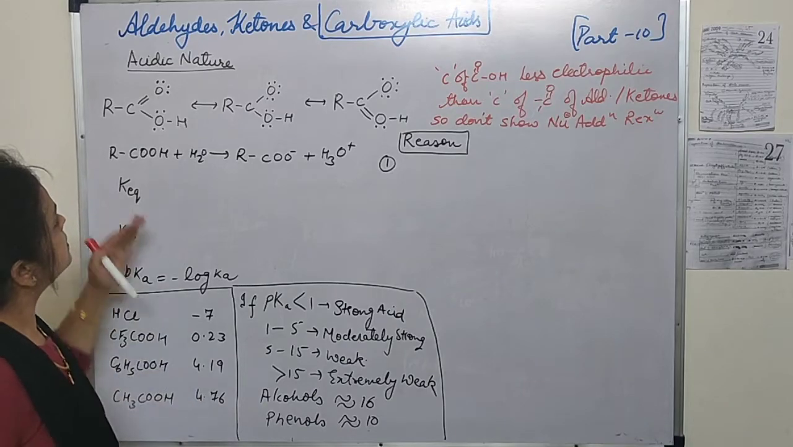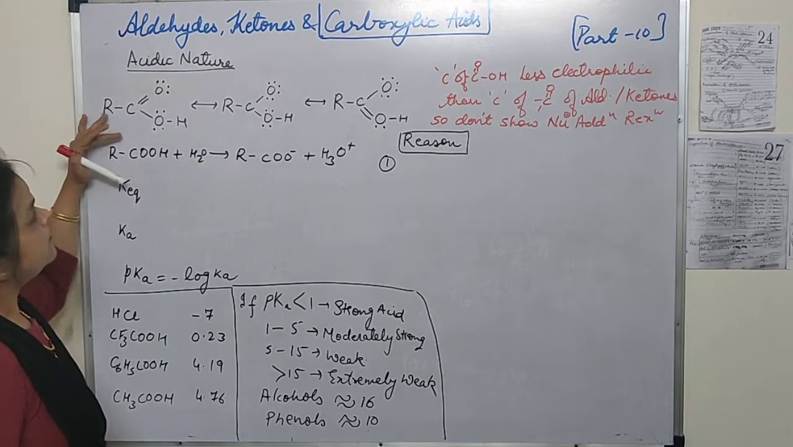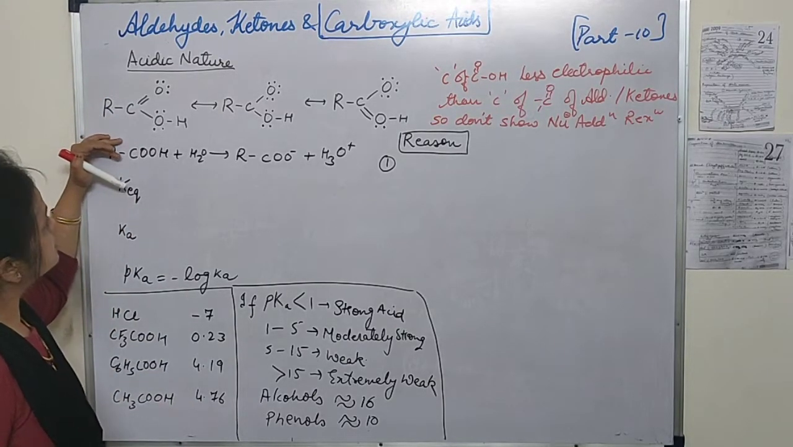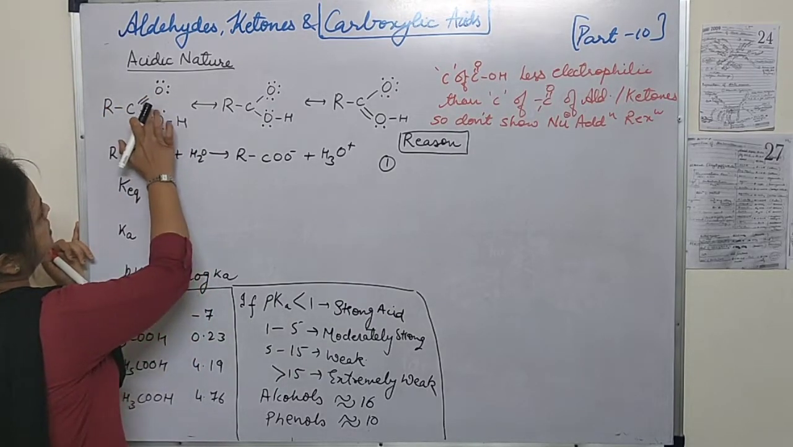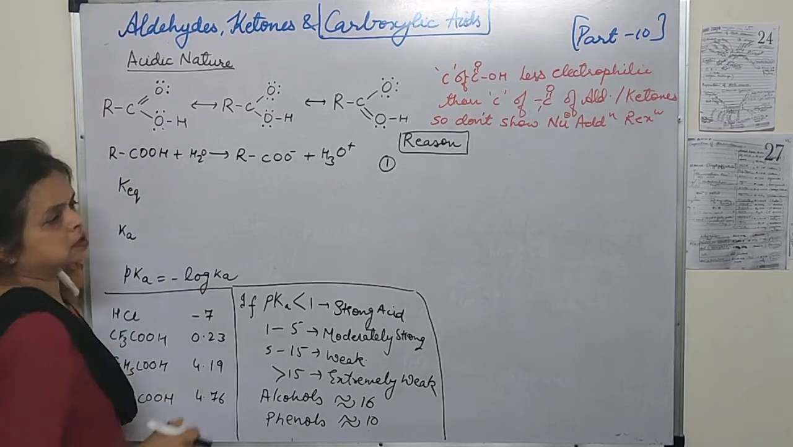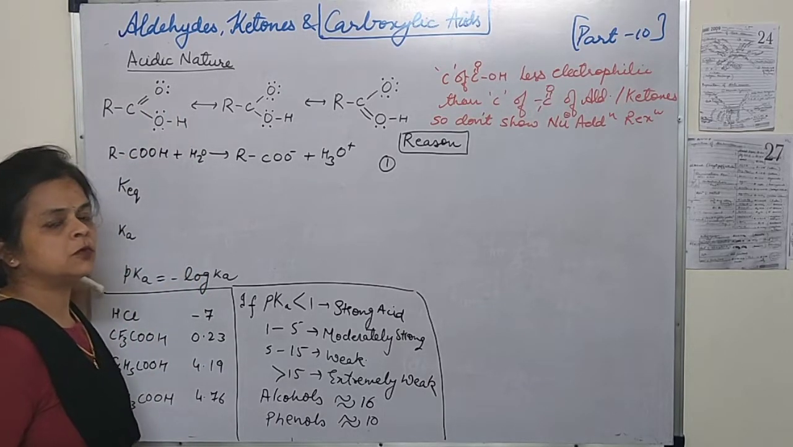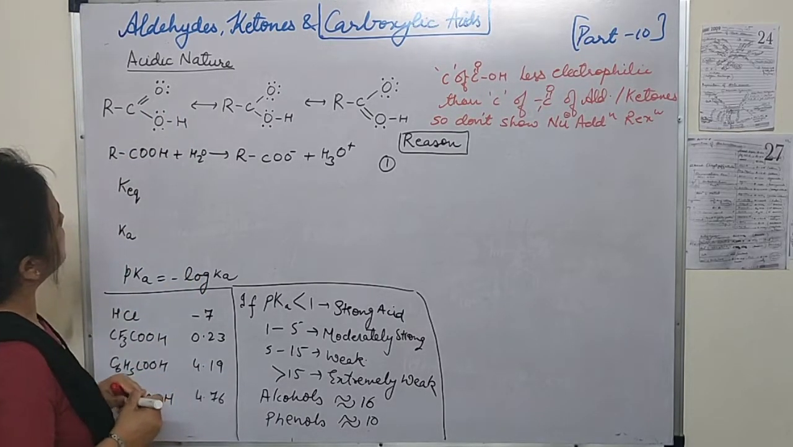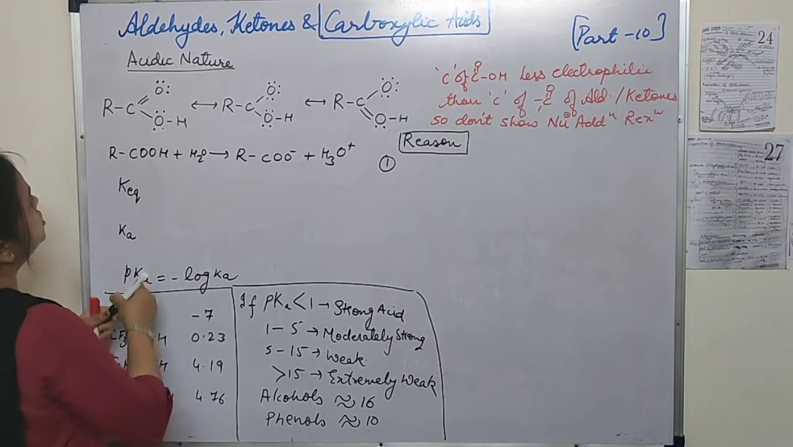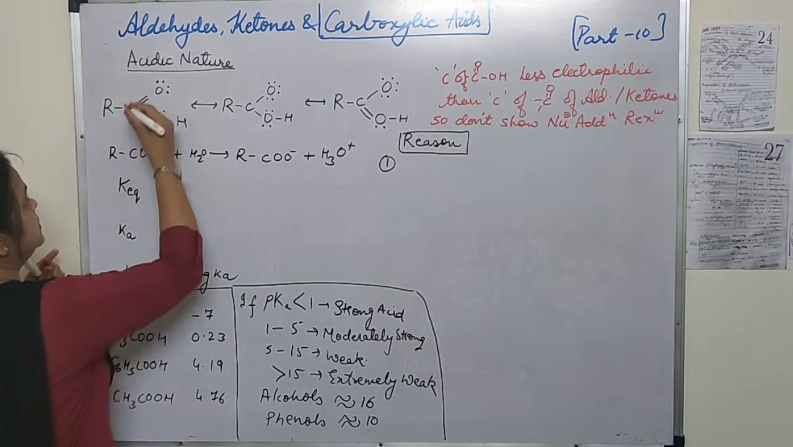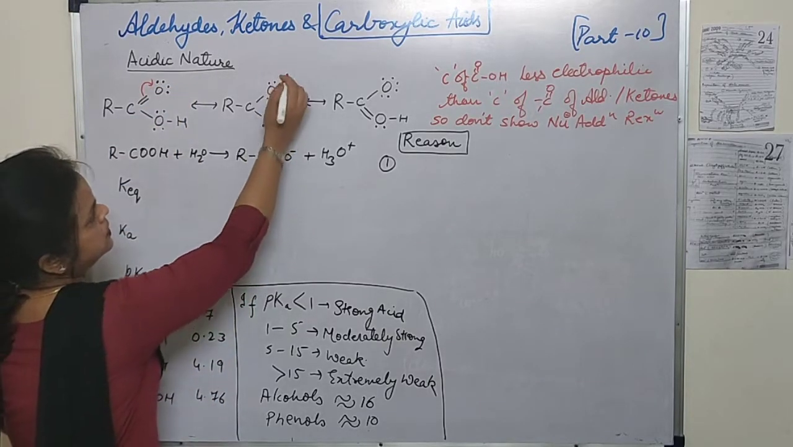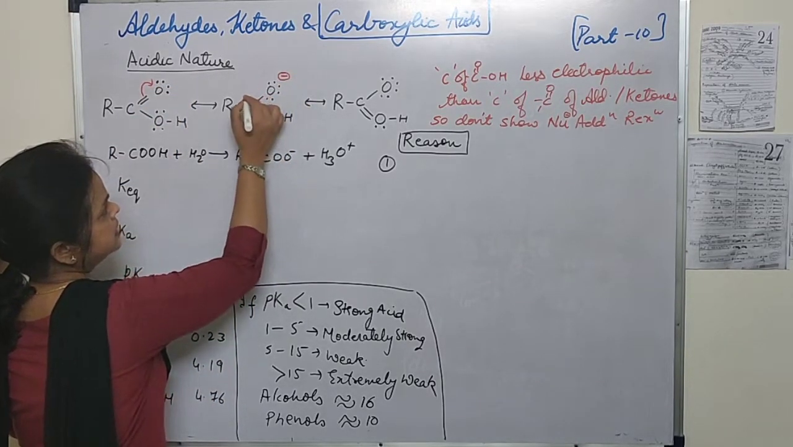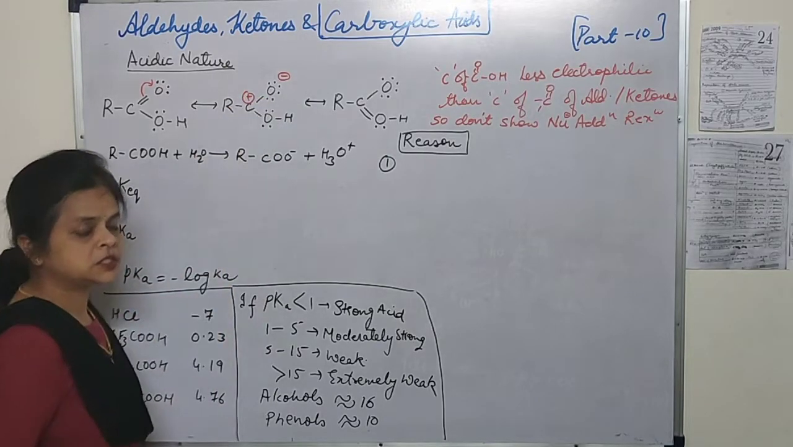Okay, let's see here the acidic nature. When we see the structure of carboxylic acid RCOOH, here we can see that there is a double bond between carbon and oxygen. We all know that oxygen is more electronegative as compared to carbon. So this bond shifts onto the oxygen. This bond shifts over here. In doing so, it will get the negative charge and this carbon will get the positive charge.